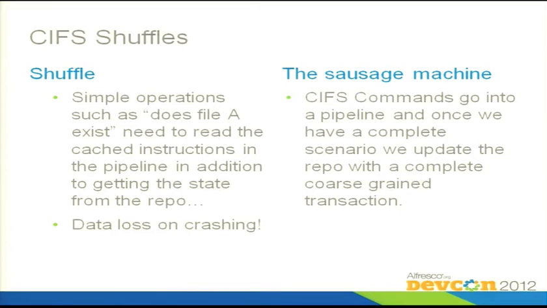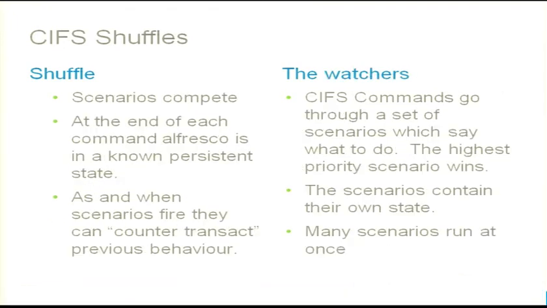But there was also complexity, like a simple operation such as does file A exist. If you've got a delete in your pipeline because your scenario hasn't yet decided whether it should delete that file, then as well as looking on the file system, you also need to go through your pipeline, and it all became a little bit complicated. So unfortunately the sausage machine didn't work. Well, saying it worked, but it had those two issues.